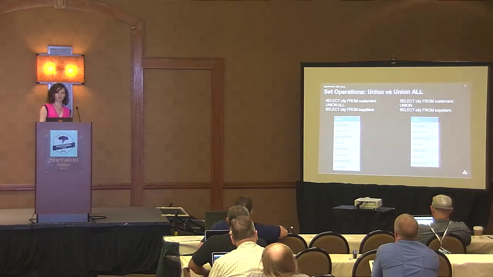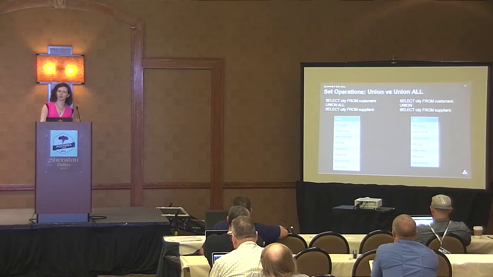So first, we're going to talk about union versus union all. Union and union all essentially allow you to take two different data sets and concatenate them into one. This requires that you have the same number of columns selected in each data set, and also that the columns have the same data types.